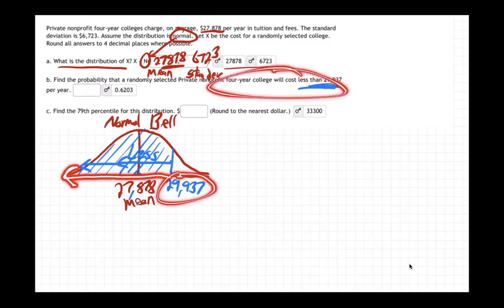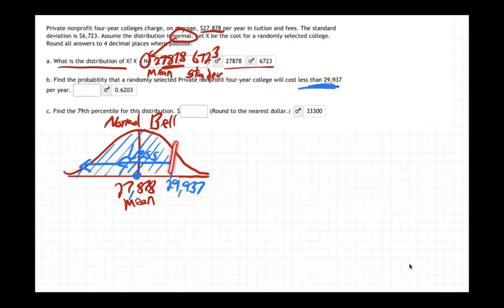If you grab a college at random from the United States, four-year private nonprofit, what's the chance it's going to charge less than 29,937? Well, all the colleges that charge less are here. The average is here, but 29,937 is above the average. But what's the chance it's less? Well, most of them are going to be. That's more than half the curve. The answer is going to be more than 50%. Most of the colleges are less than that.